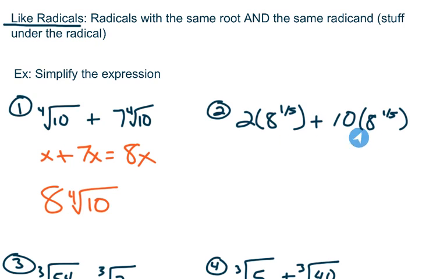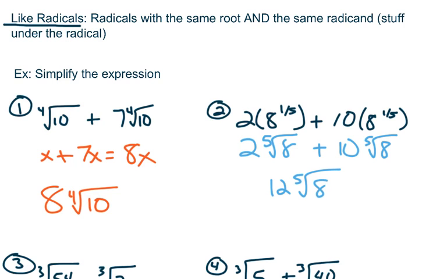If you get something like this where it's written as a fraction, remember, the 1/5 power is the same thing as the 5th root. So you could rewrite this or think of this as 2 times the 5th root of 8 plus 10 times the 5th root of 8. Once again, your radical parts are exactly the same. They are like radicals. So all we need to do is take this 2, add the 10, and put the 5th root of 8 on the end of it. So we've got 2 plus 10 is 12. Let's try that again. 12 times the 5th root of 8, and that's all there is to it. That's your answer for number 2.